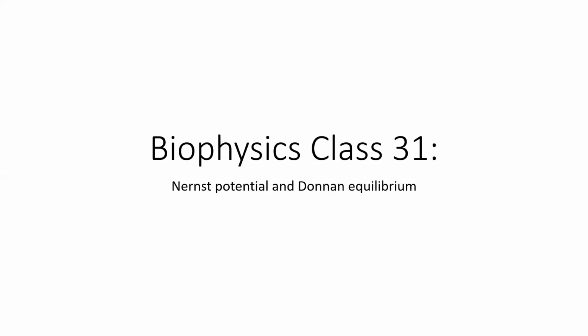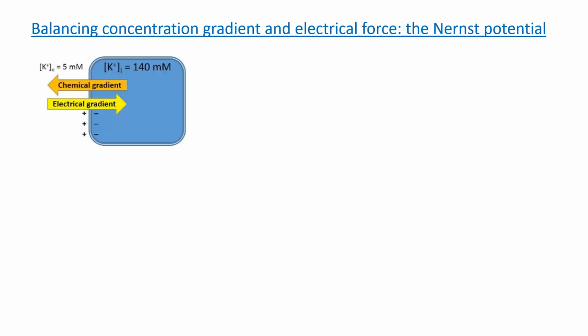So we're going to introduce something called the Nernst potential and a related concept which uses the Nernst potential called the Donnan equilibrium, as we start to understand how ions exist on either side of the cell membrane. The Nernst potential has to do with balancing a concentration gradient and an electrical force. So let's explain that with an illustration here.